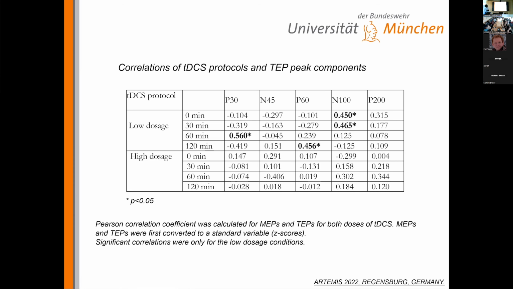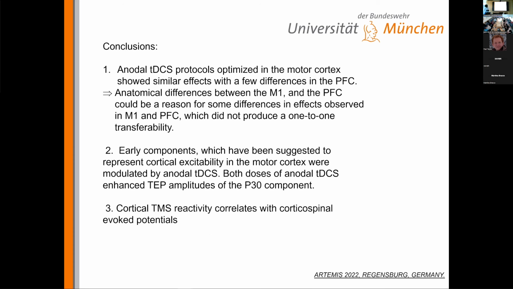So we see that we can actually optimize protocols in the motor cortex and transfer them to the prefrontal cortical area. But of course, we don't see perfect transferability. We don't see everything that we do in the motor cortex and the effect we get to be the mirror of what we see in the prefrontal cortical area. And of course, we see that we have a good modulation of our early peak of P30, which we interpret as being functionally related to the stimulation. And of course, we have some correlation with our MEP in the motor cortex, at least.